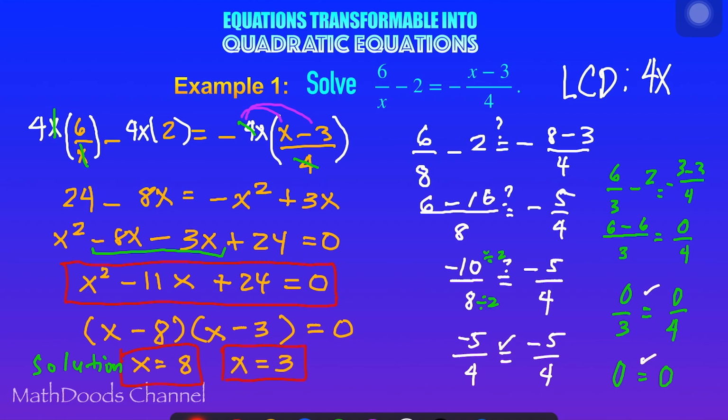Yeah. So, ibig sabihin, solution din yung 3. Walang extraneous root dito sa equation na ito. So, ganun lang.